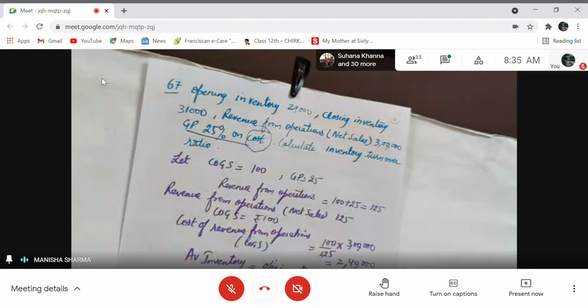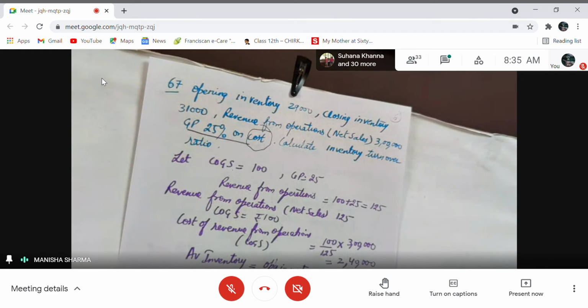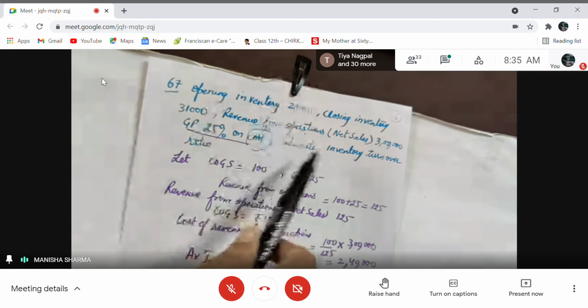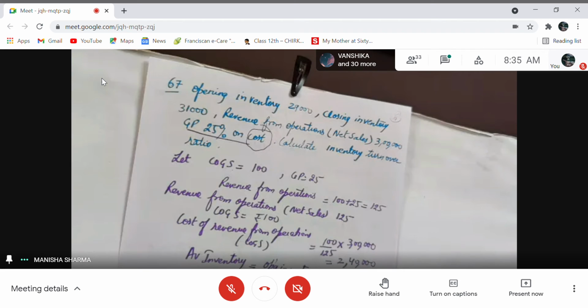Please, girls, don't be in haste. Read it carefully. You will find GP 25% on cost. Now you calculate the inventory turnover ratio. In such a case, if you can see, cost of goods sold is not given in the question, right? But GP on cost is given to you.